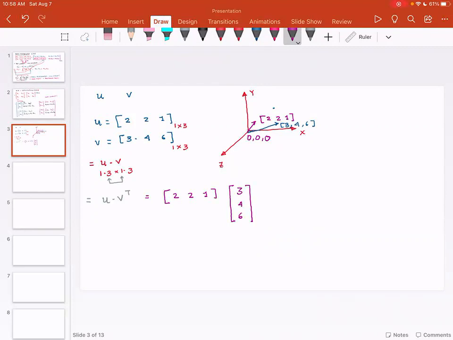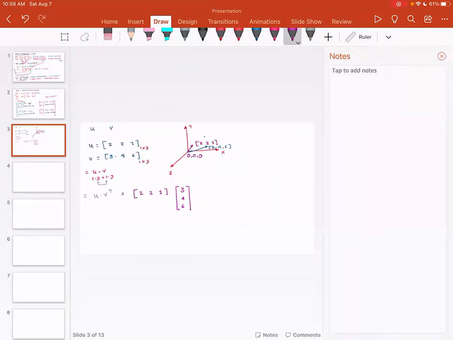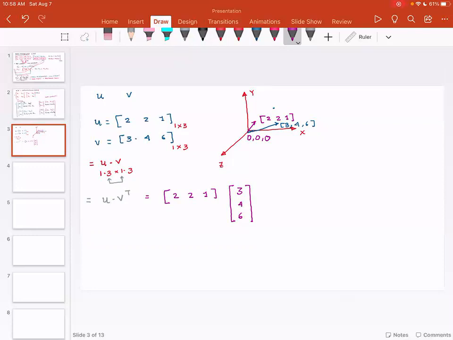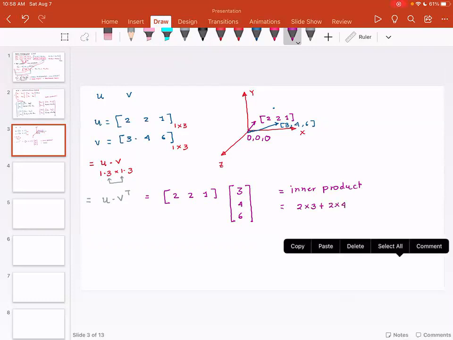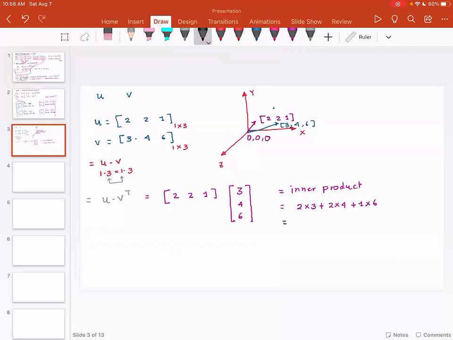And now let's see if I were to take an inner product, what would happen. So I'm going to show you what happens in the case of an inner product. This is an inner product. It will become 2 times 3 plus 2 times 4 plus 1 times 6. So what happened is I just got one single number, 6 plus 8 plus 6, which is equal to 20.